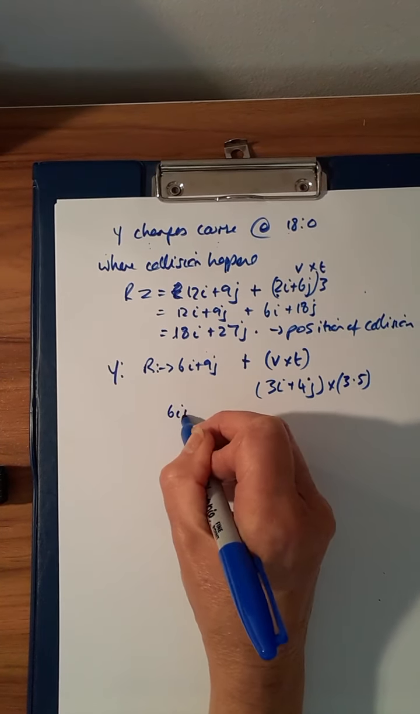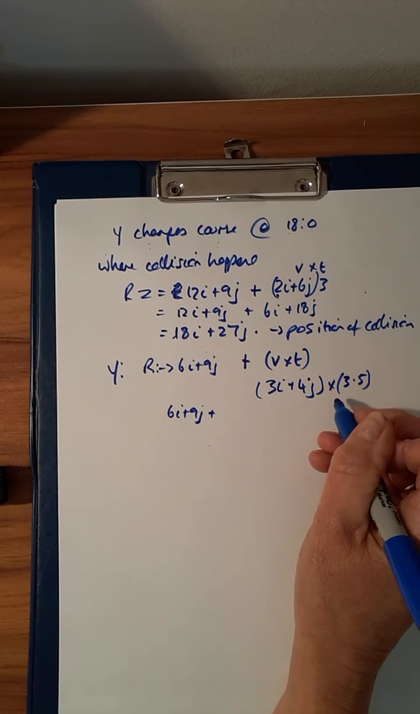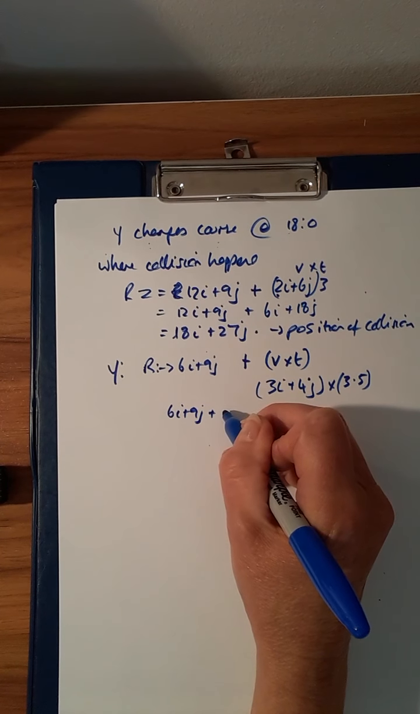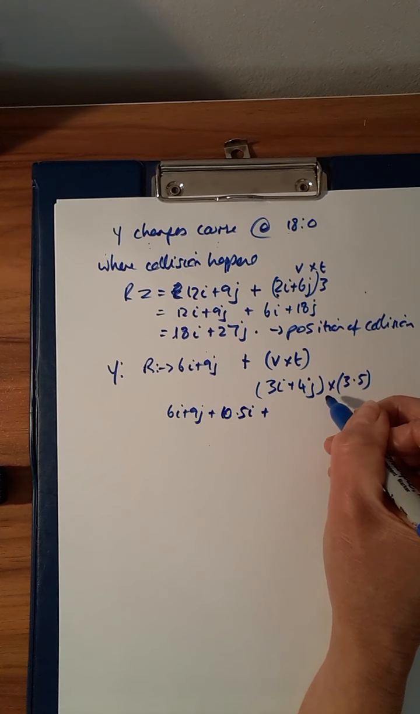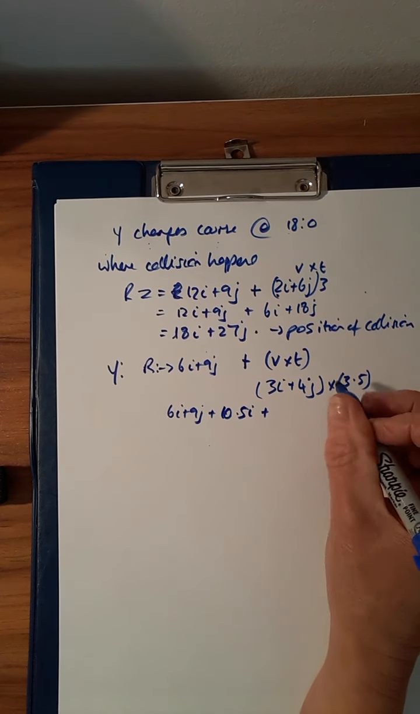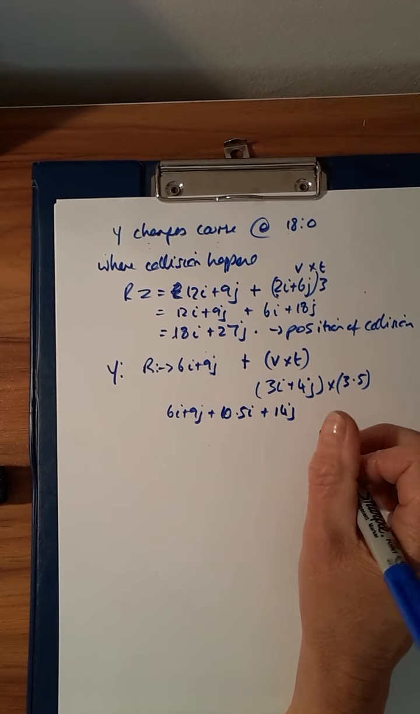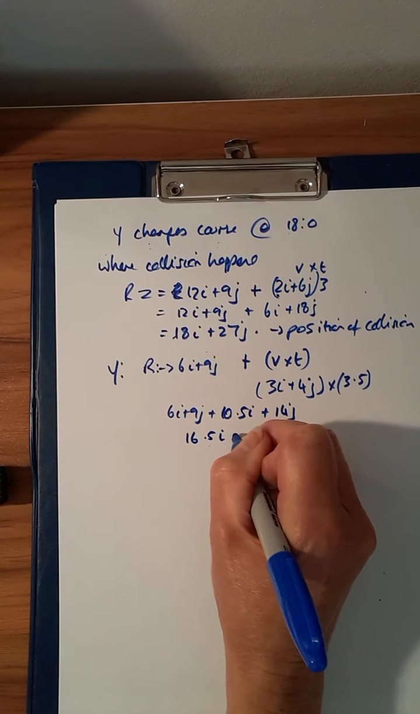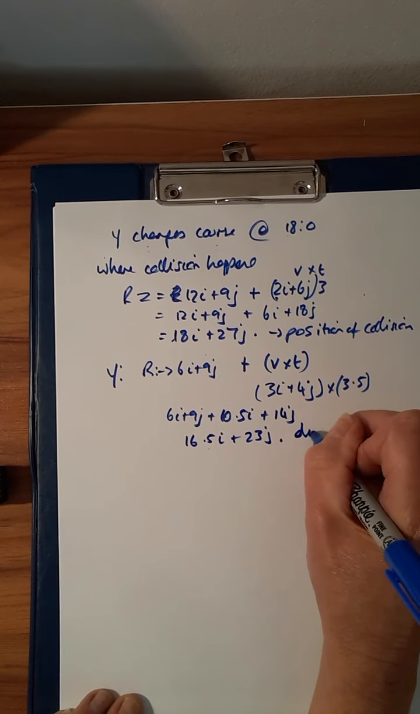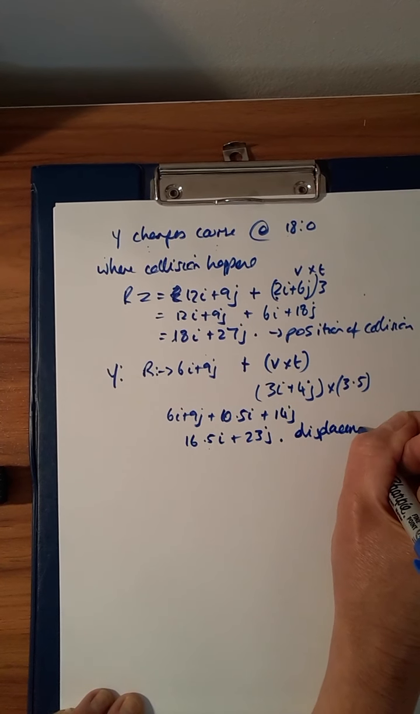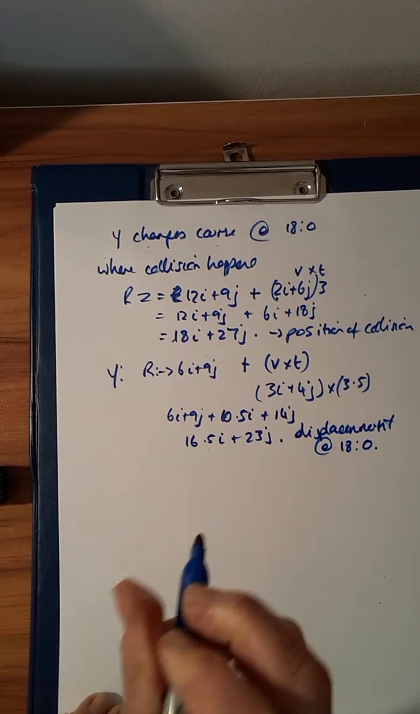So I've got 6i plus 9j. When I add this on here, this will give me 10.5i plus 14j. And when I add this together, this will give me 16.5i plus 23j. So this is Y's displacement, or its position, at 1800 hours.